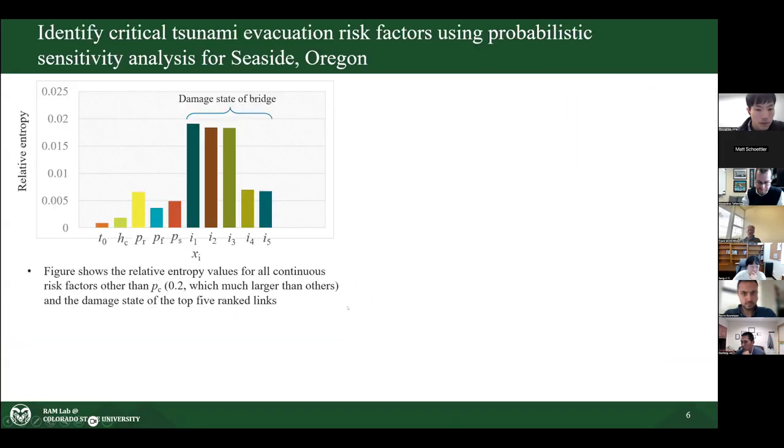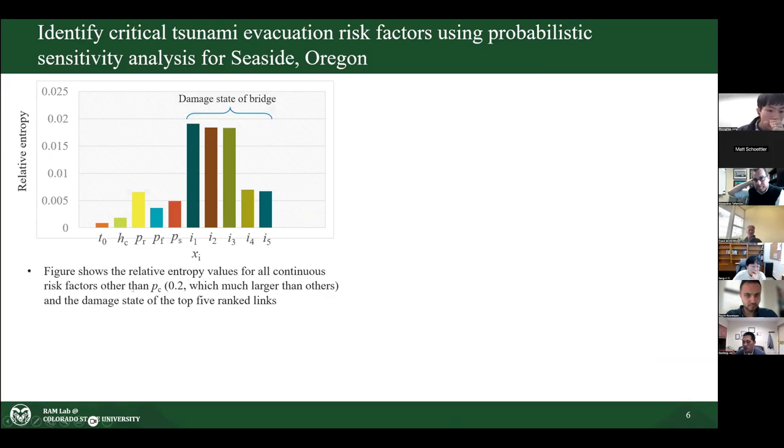Okay, so that's the sensitivity measure that we use, the relative entropy. Next we'll show a little bit of some results. So here, these are some results, right? We show the relative entropy values, and these are some of the parameters. I will not go into details.